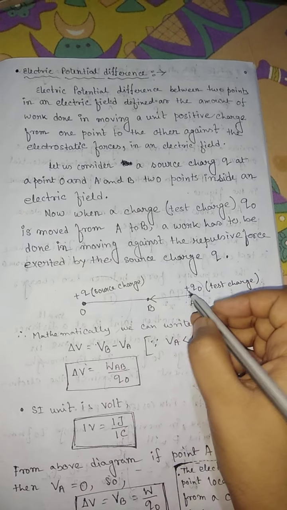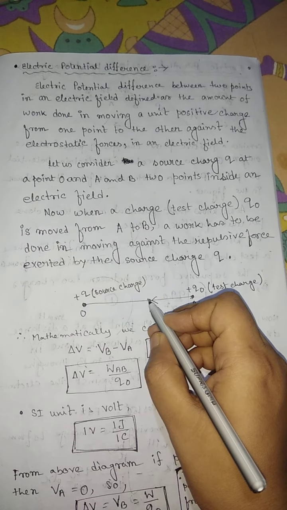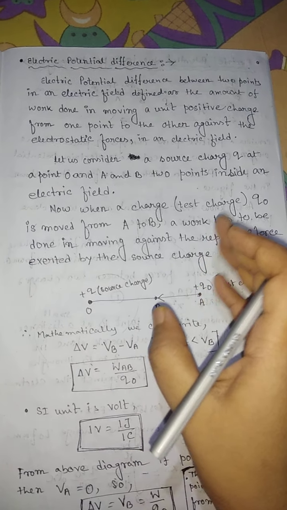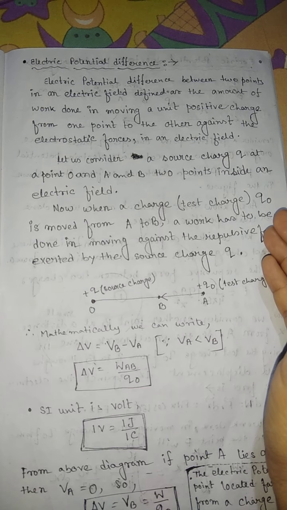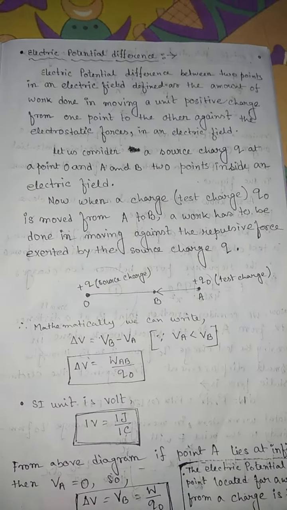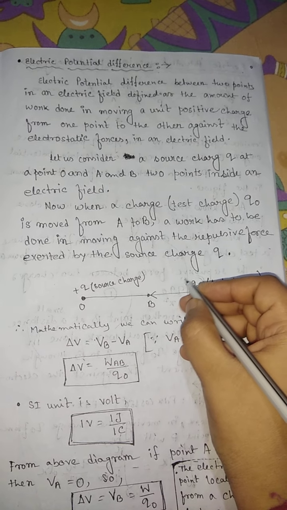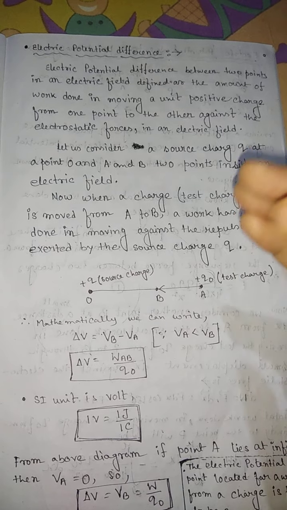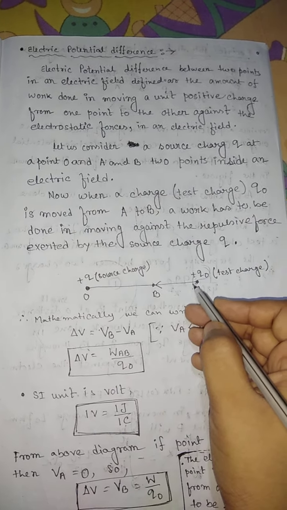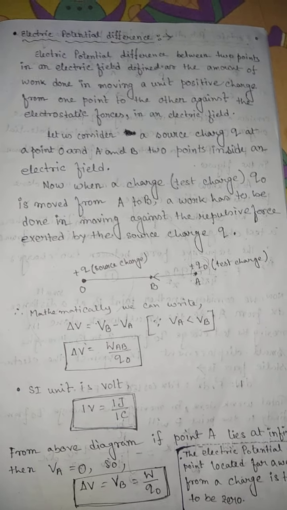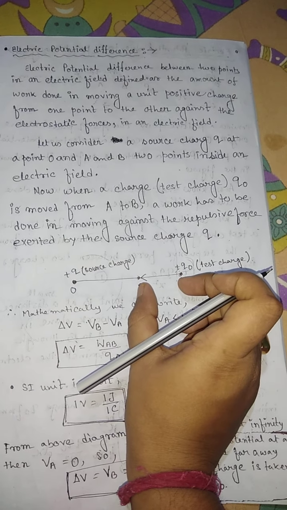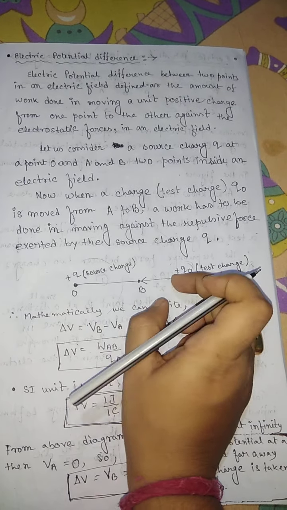Now, inside this electric field, when we move this unit positive charge from A to B against the electrostatic force, this is called electric potential difference. That means when we move this unit positive charge against the repulsive force, work has to be done on this test charge. And we know that the work done is stored as energy, and this is called electric potential energy. So at point A, it has some initial potential. When it moves from A to B, B also gets some potential. So it creates a potential difference between the 2 points A and B.